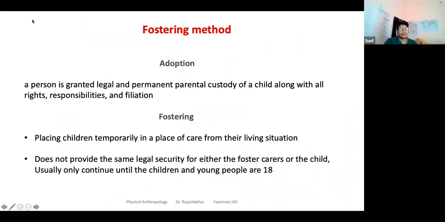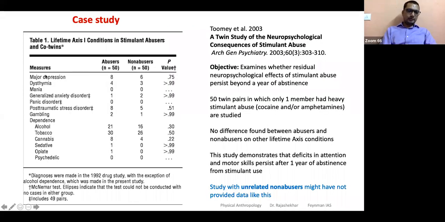Sir, during the lifetime axis, as in throughout the life, they didn't have any issues? No, this is something to do with specific measures. At a particular age of their life, they identify certain features and their sensitivity to those features, like depression or ability or interest towards consuming alcohol, like that.